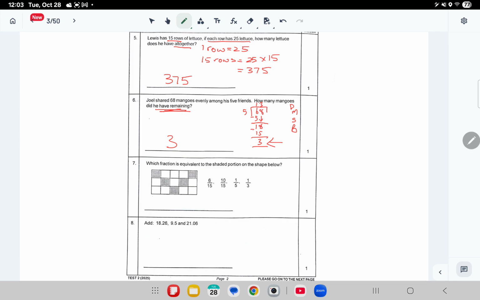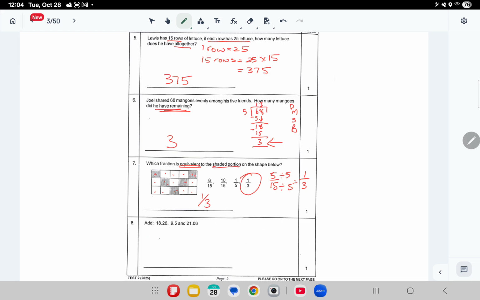What fraction is equivalent to the shaded portion on the shape below? So we have now to calculate the total. 1, 2, 3, 4, 5, 6, 7, 8, 9, 10, 11, 12, 13, 14, 15. Alright, so the denominator would be 15, that's the total. And I want to know what portion is shaded. 1, 2, 3, 4, 5. 5 out of 15. So we could simplify here or reduce by dividing by 5. So 5 goes into 5 one time, 5 goes into 15 three times. We want to know which fraction is equivalent. Equivalent means basically the same. So it's 1/3.